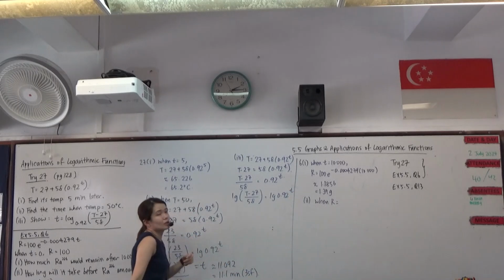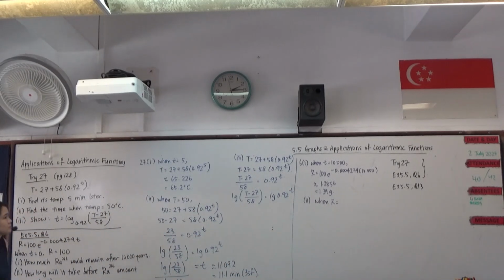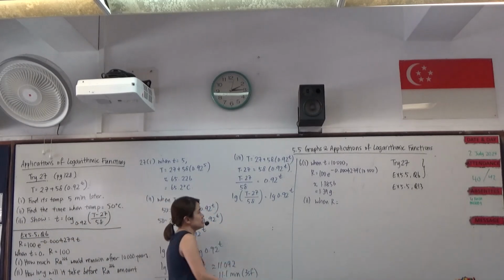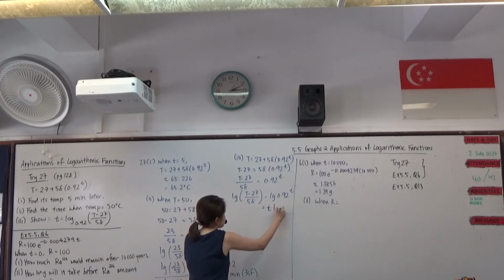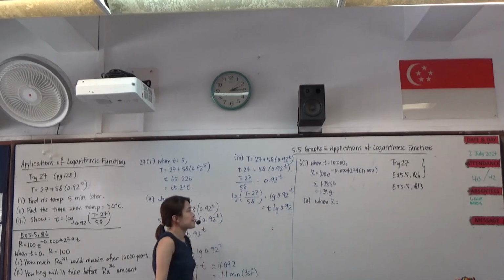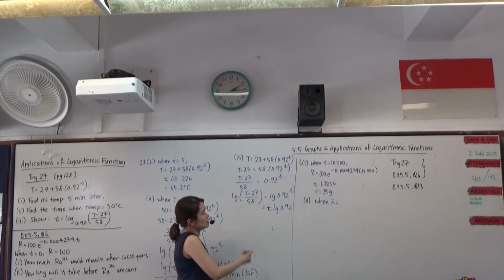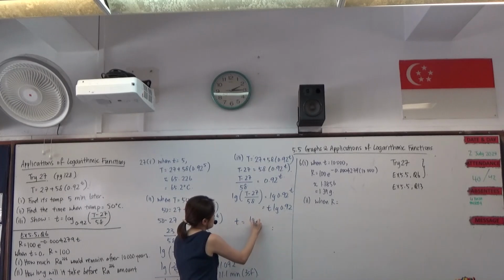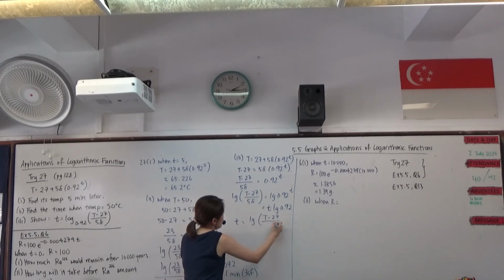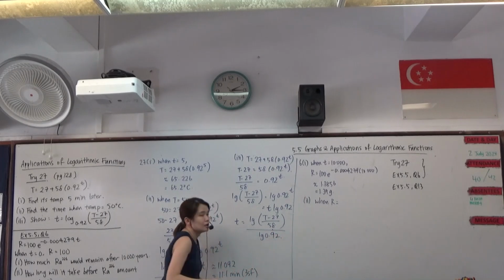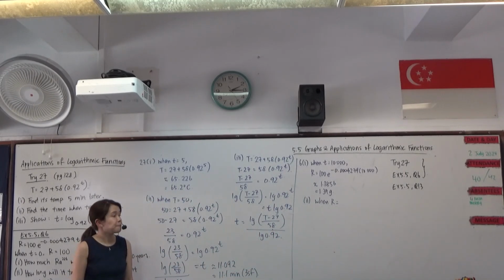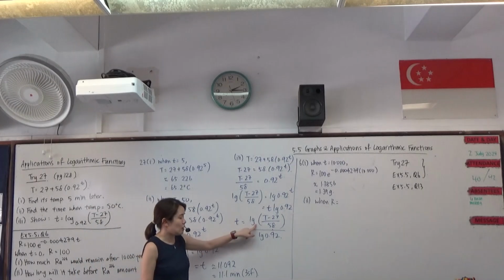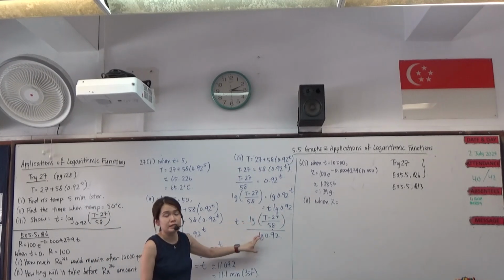Oh wait, down here is log 0.92. Actually, it doesn't matter, we can do this. Just say the power t comes down. Eventually I will need to divide log 0.92 over to the left. So t equals log of (T minus 27) over 58 divided by log 0.92. And remember, I will change our base. If I change our base to base 10, then we will split it out this way.